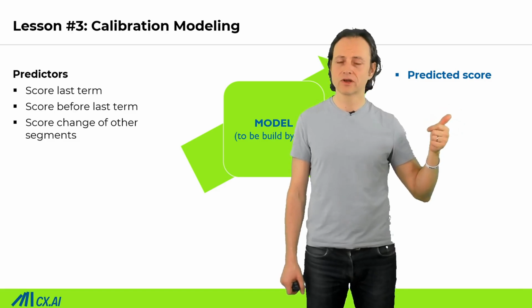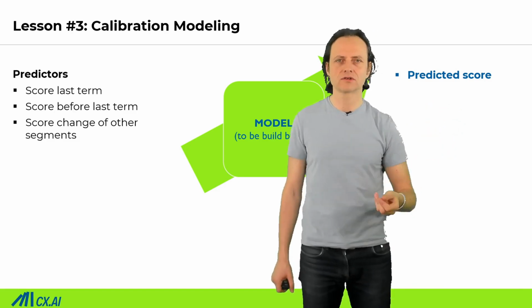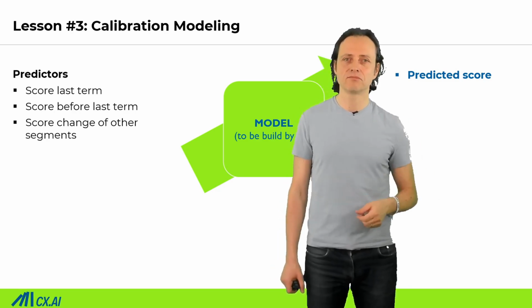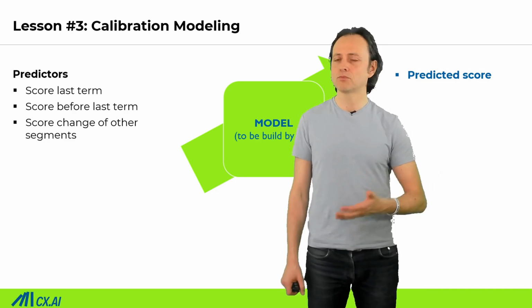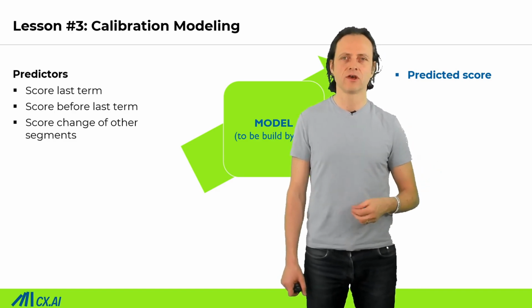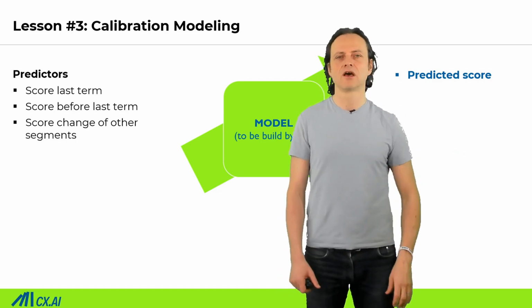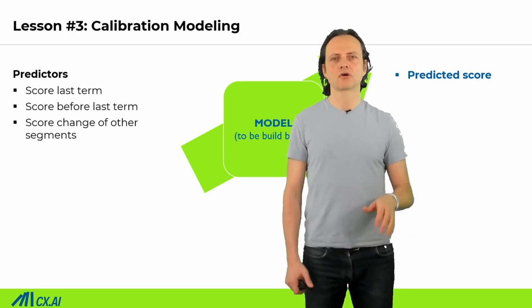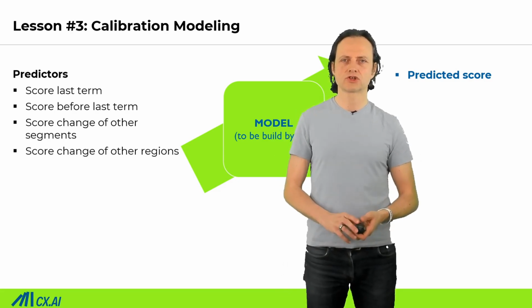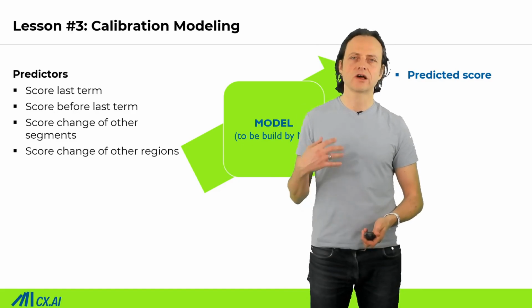Because typically companies serve the same product to all the segments or to all regions. So if there was a bug or something, a new product or a new service initiative, it has impact on many regions or many segments, and typically they are correlated. Same for the score change, not only of other segments but also other regions or other areas.